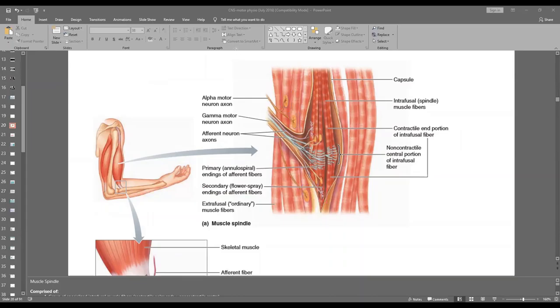Okay, now we look at the motor. This is the motor, gamma motor neurons, as opposed to the alpha. The alpha we've done; alpha is related with the extrafusal fibers. Now we look at what this gamma motor neuron does. And if you look closely, you shouldn't worry about following it from here. You can always follow it from here.